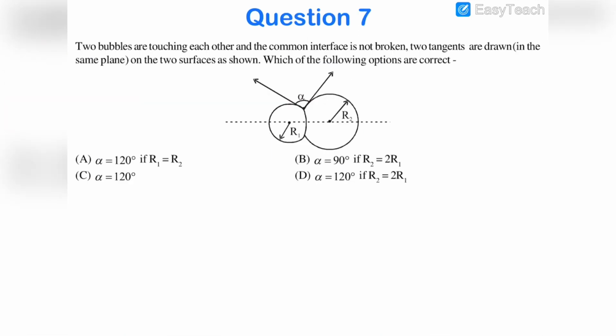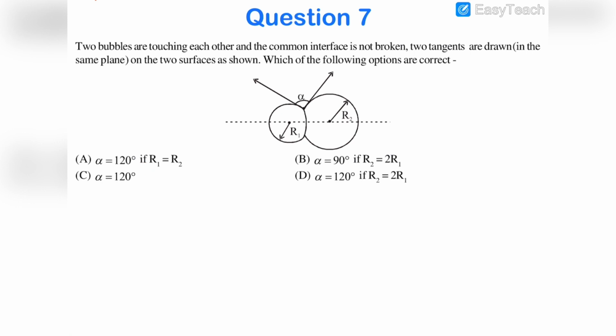In this question, you can see that there are two bubbles which are touching each other and they are coalescing with each other, and the common interface formed between them is not broken. There are two tangents drawn on these two surfaces, and we have to choose the correct option. The first option says that alpha is 120 degrees if r1 is equal to r2.